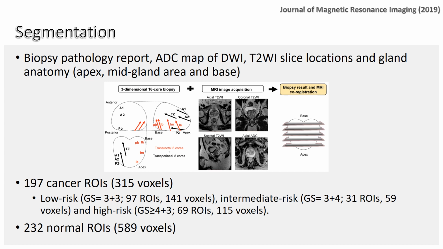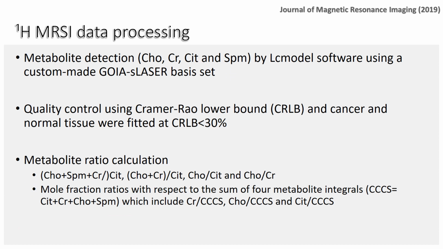A total of 197 cancer regions of interest were manually delineated on T2WI and subdivided into low-risk, intermediate-risk, and high-risk cancer groups. Then, 232 normal regions of interest were randomly selected within the remaining central gland. Choline, creatine, citrate, and spermine levels for each voxel were determined by LCModel using a custom-made GOIA sLASER basis set. The quality of fit of choline, creatine, citrate, and spermine was measured using Cramer-Rao lower bound, and for normal and cancer tissue were fitted at CRLB less than 30%.